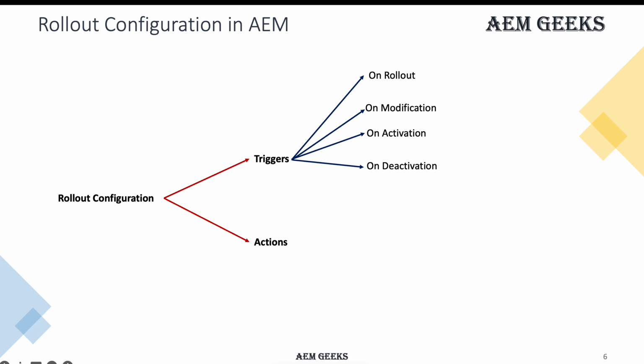On modification is a trigger. As soon as you modify some content, that content will be moved to respective live copies. It works for both create and modification. On activation, as soon as you activate something in blueprint, that same content will be activated in live copies. Keep in mind, it does not move content, it only activates content which is already there in live copy. Deactivation means when you deactivate something on blueprint, it will deactivate that in live copy as well.